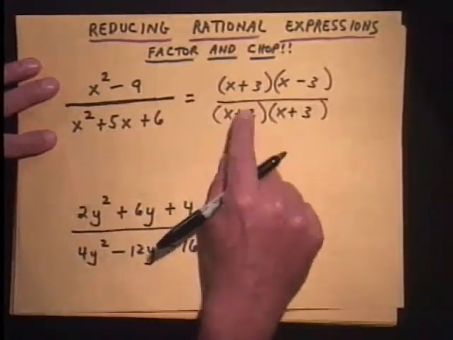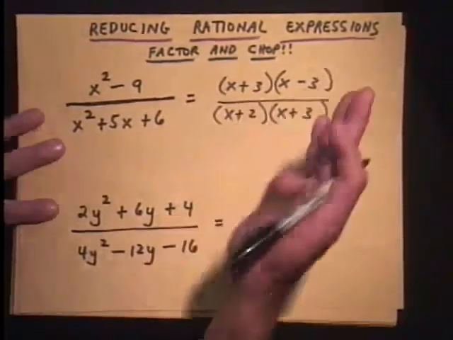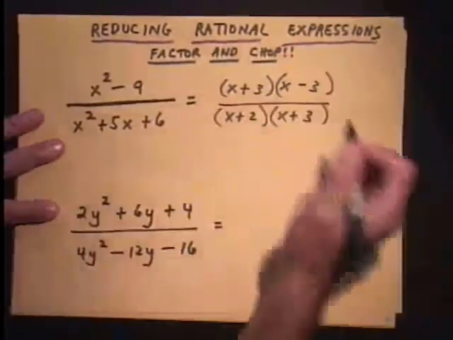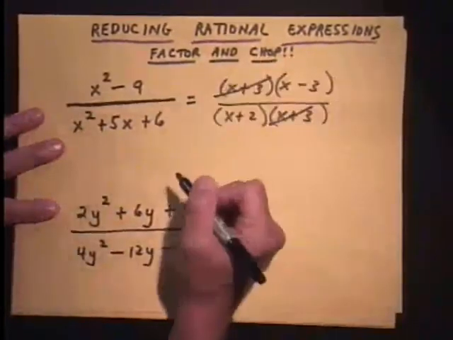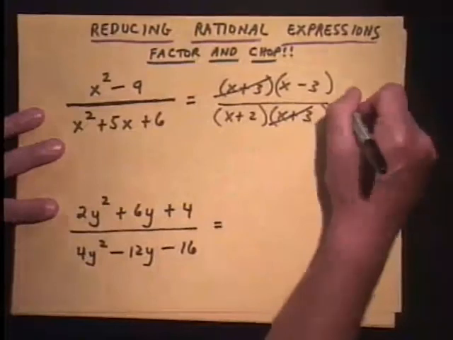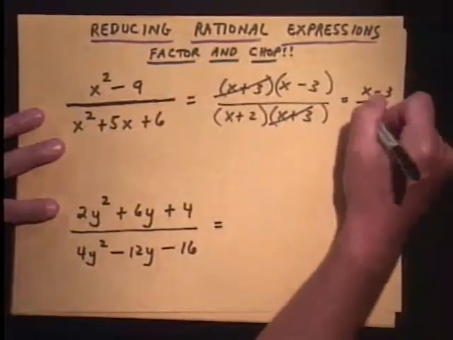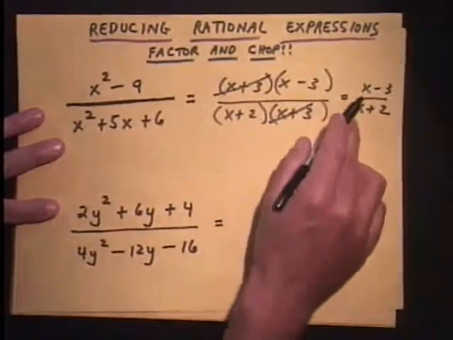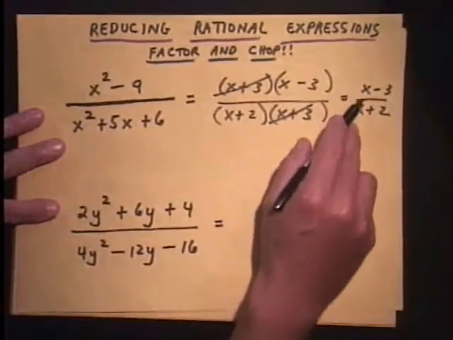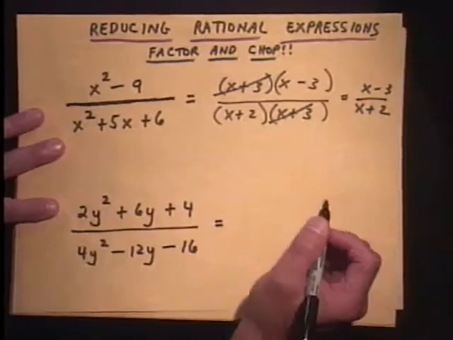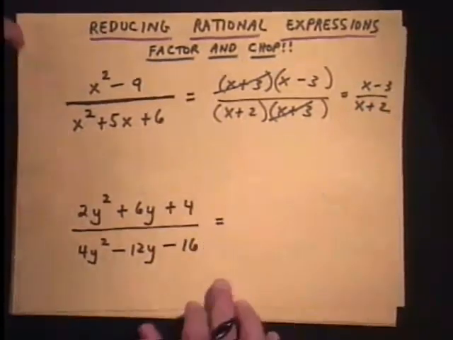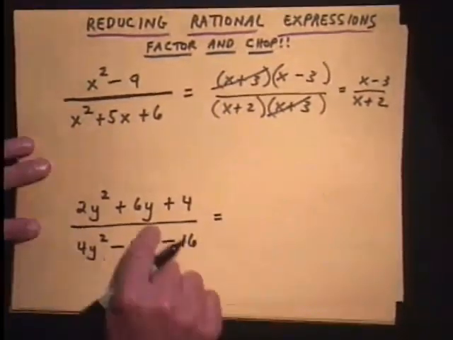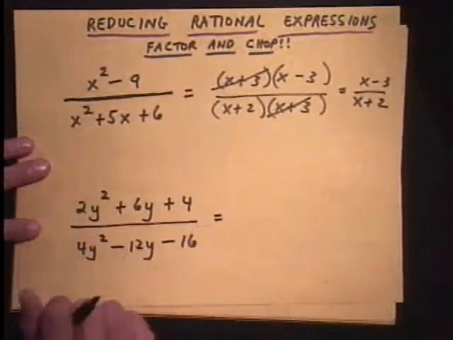So now we've got things in terms of multiplication. We can cross cancel or chop. You can get out the Ginsu knives here or whatever and chop and say x plus 3 go out, and we're left with x minus 3 over x plus 2. All right, so that would be the reduced answer. Notice, don't try to cancel those x's, not across that sum and difference signs, only in terms of multiplication.